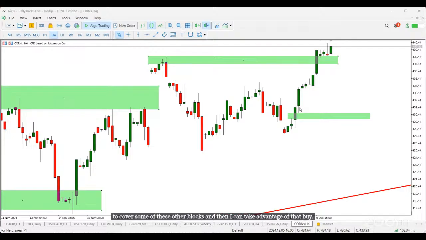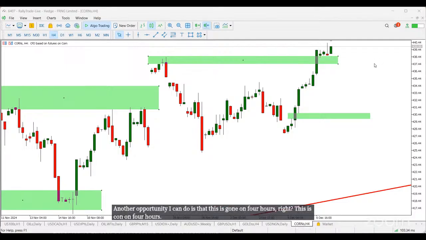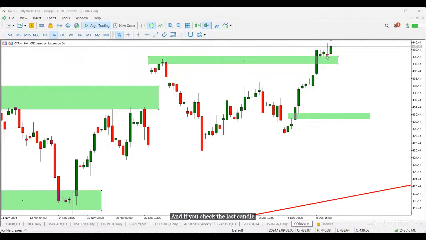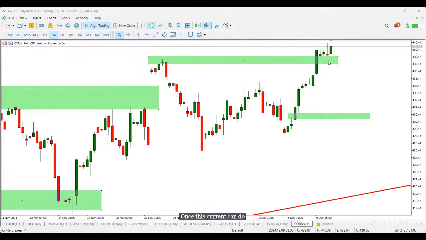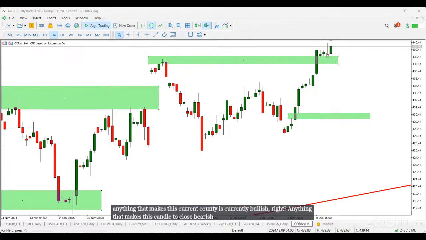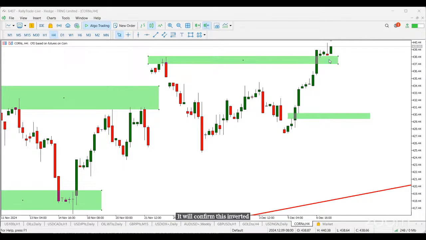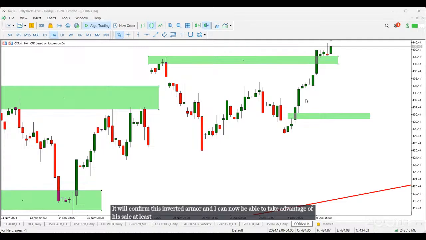Another opportunity is this. This is corn on 4 hours, and if you check, the last candle ended as an inverted hammer. So what does that mean? It means I'm watching this current candle. The current candle is currently bullish, but anything that makes it close bearish will confirm this inverted hammer, and I can then take advantage of a sell, at least down to those fair value gap zones.